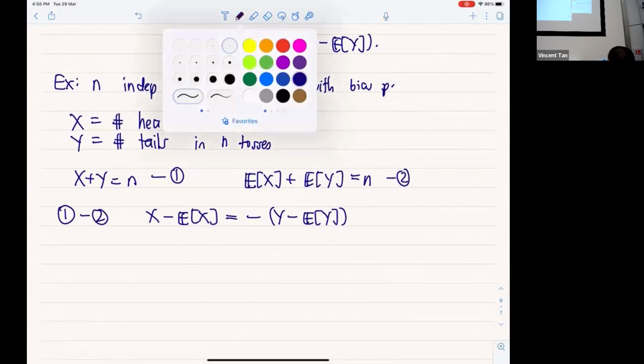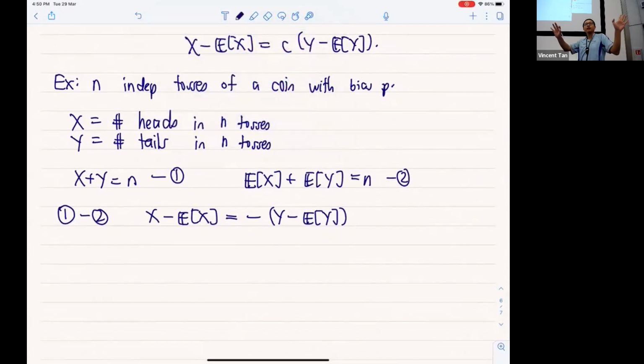What do you think? Now, before we do anything, let us try to understand. Can we guess the covariance or the correlation coefficient? Now, if you have a lot of heads, you will have very few tails.